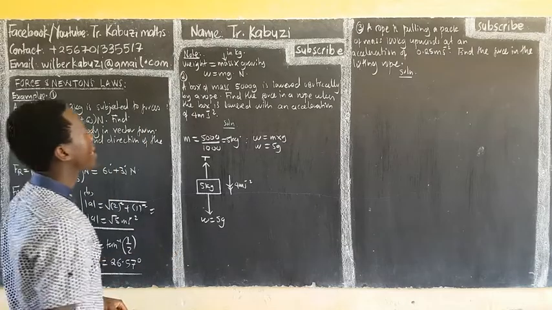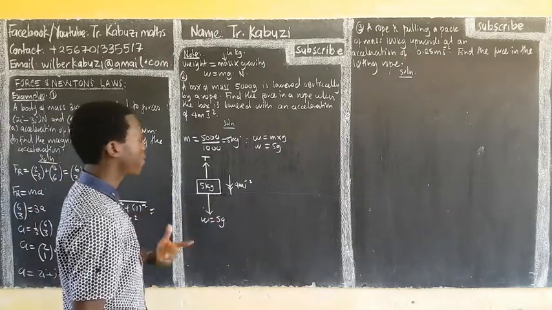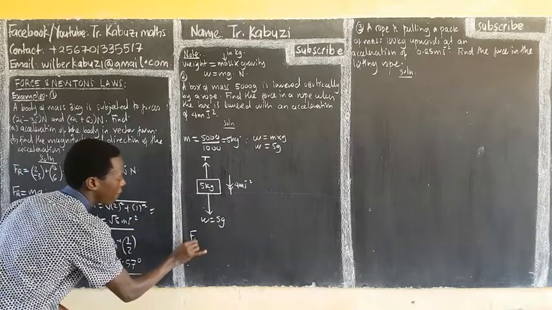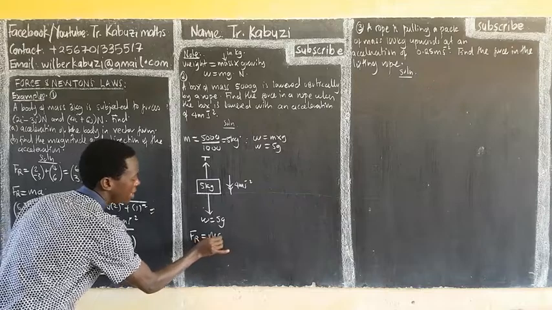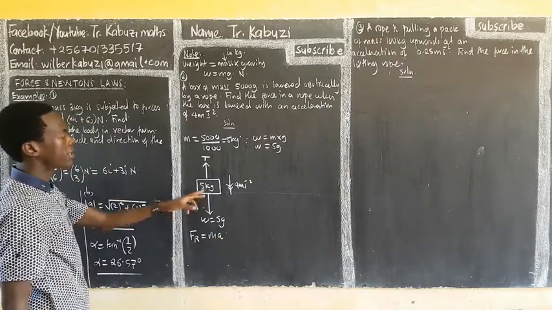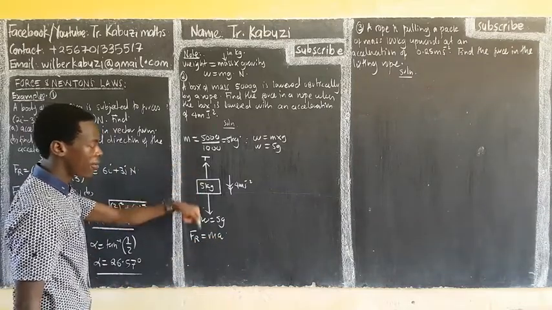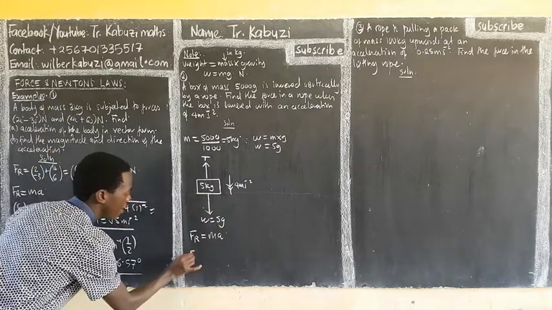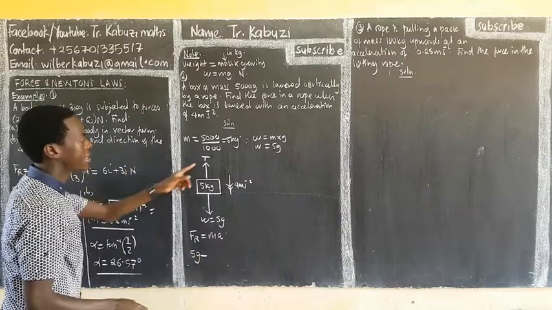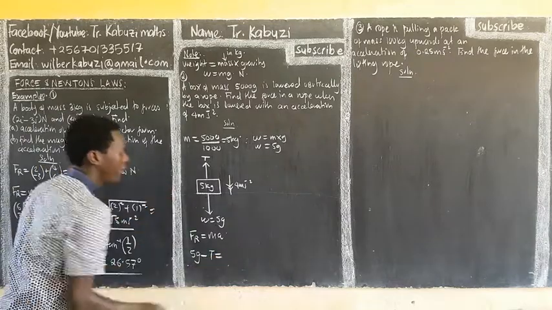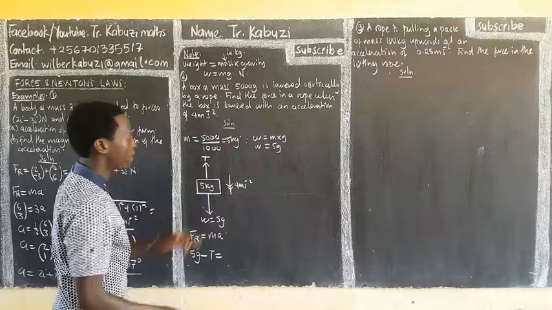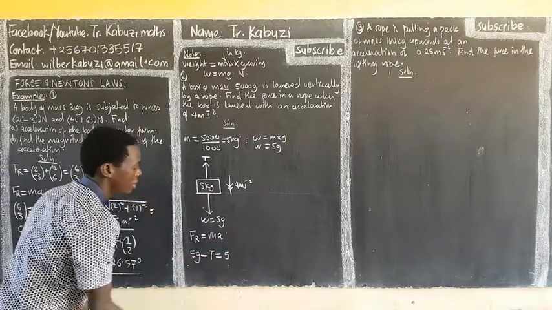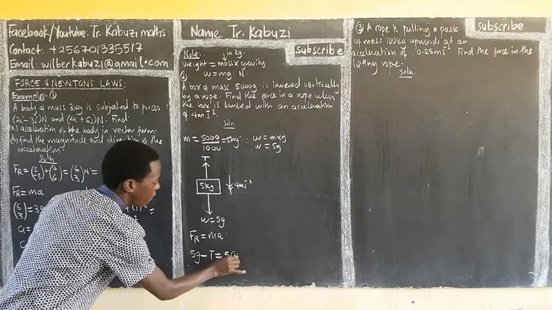Okay, so now that we have the acceleration, first we get our resultant force. Because the body is going this side, the resultant force Fr is equal to mass times acceleration. The body is going downwards, meaning this is the force which is pulling. So I say 5g now minus this T will give me the mass, which is 5 kilograms, times the acceleration, which is 4.